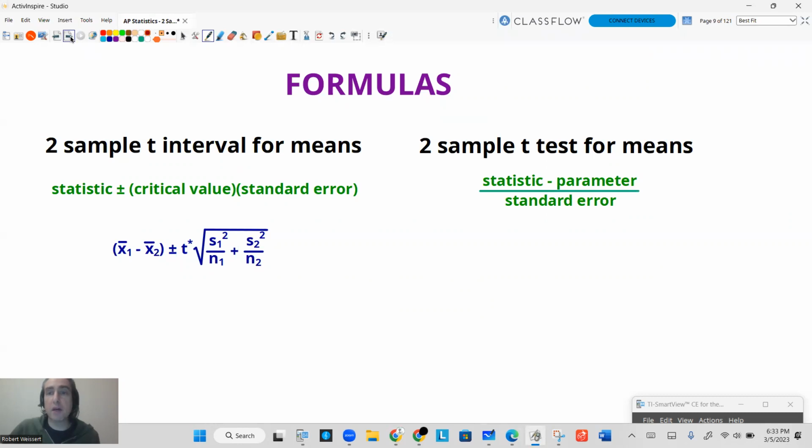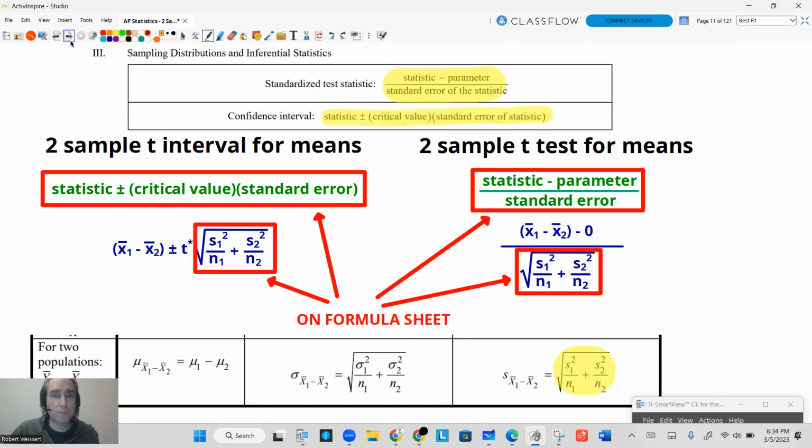The test one is going to be the generic statistic minus parameter over standard error. And of course, that's going to look like this: the difference in the two means with 0 as your null, because we're trying to assume that there's no difference, divided by the standard error. You'll notice that's the same standard error formula. And from your formula sheet, what I had circled there in red actually would be found... you'll see the generic formulas in red up here, which are on the front side of your formula sheet for the test statistic and the confidence interval. And on the back side of the first page, you'll see the standard error formula for two populations for x bar 1 minus x bar 2.